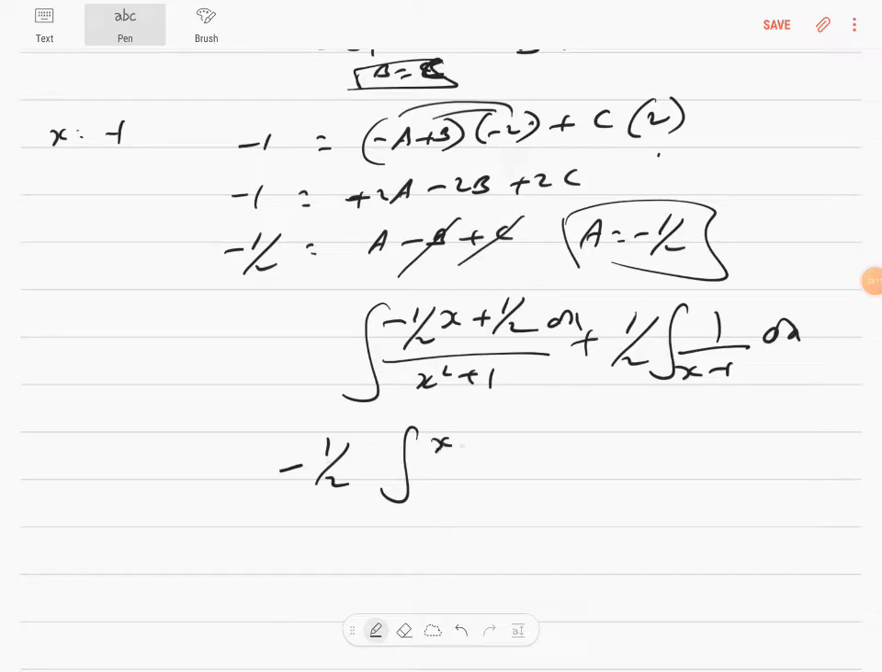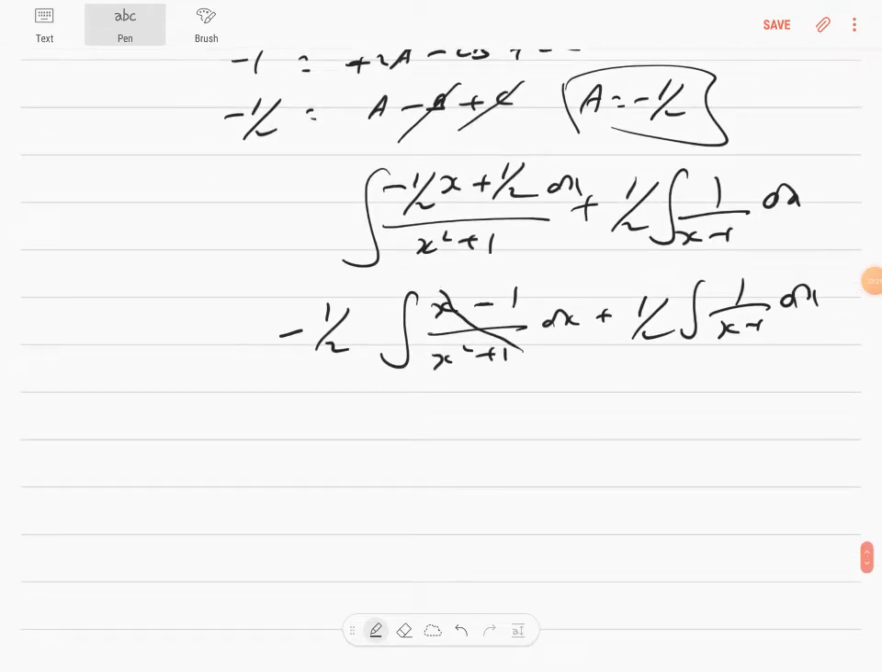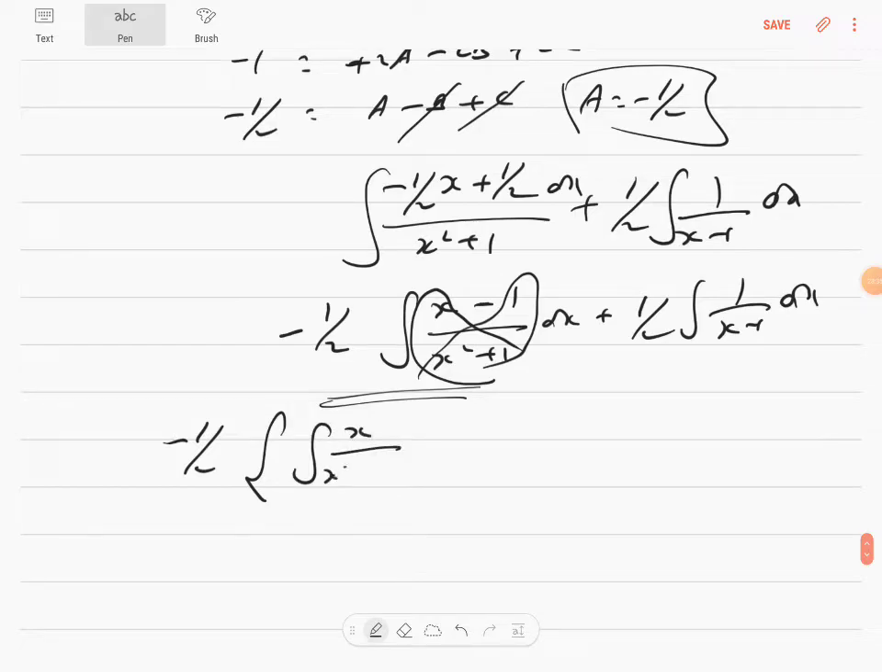So it will become (x minus 1) by (x square plus 1) into dx plus 1 by 2 into mod of x minus 1 into dx. Now I'll split this up because I'll get a t dt, and next is direct formula. So minus 1 by 2 is common for this entire term. So it's integration of x by x square plus 1 minus integration of 1 by x square plus 1, which is direct formula, you all know.